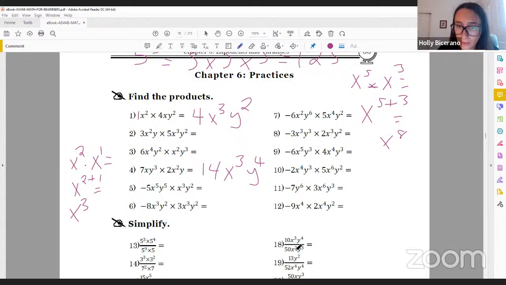Okay, let's do another one. Let's try one with negative numbers now. So let's try number 10. So same thing, -2 times 5, -10.